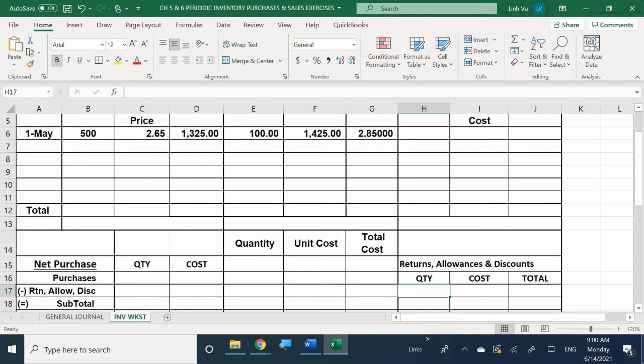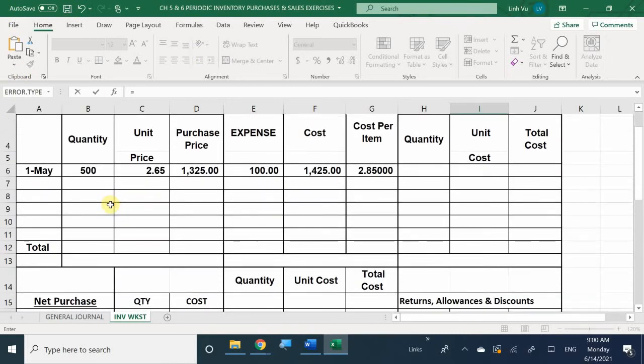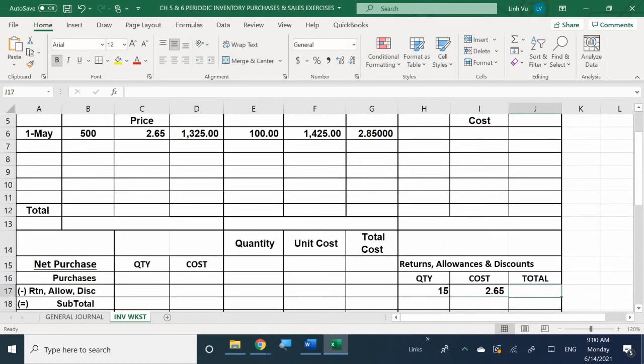How many items are we returning? 15. At what unit price? 2.65. Right? Because we only have one batch, so if we're returning that, that's exactly how much. And we're getting a full refund. So in this case, what is my total amount that I am going to be receiving back?